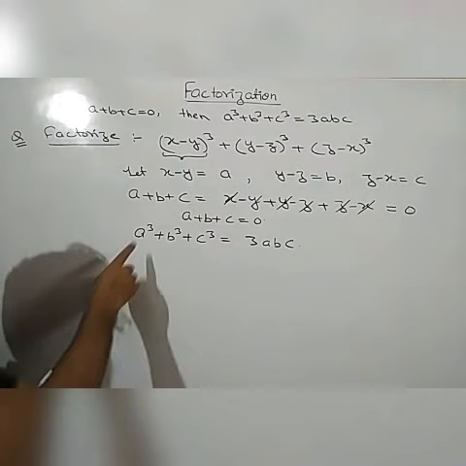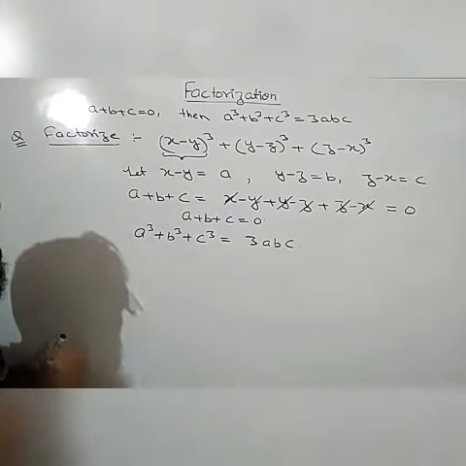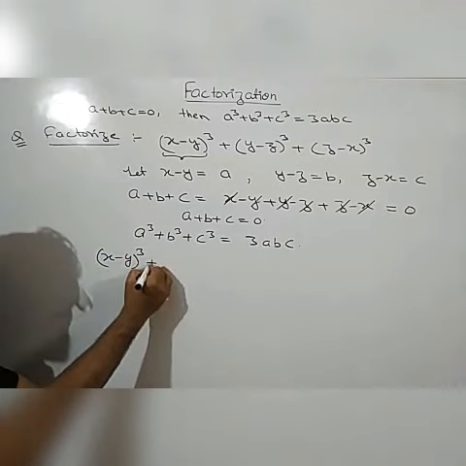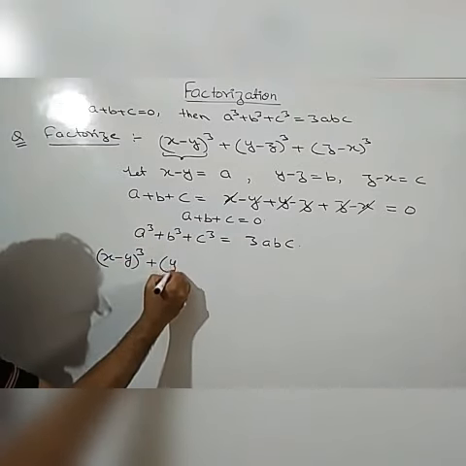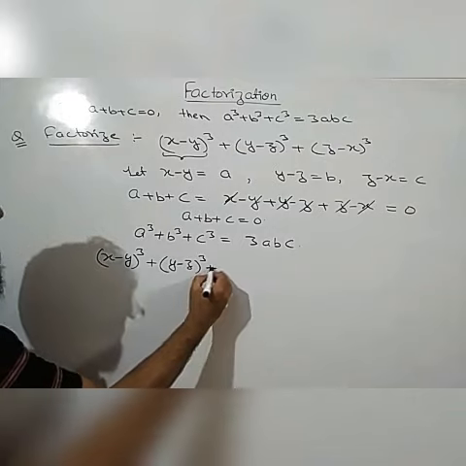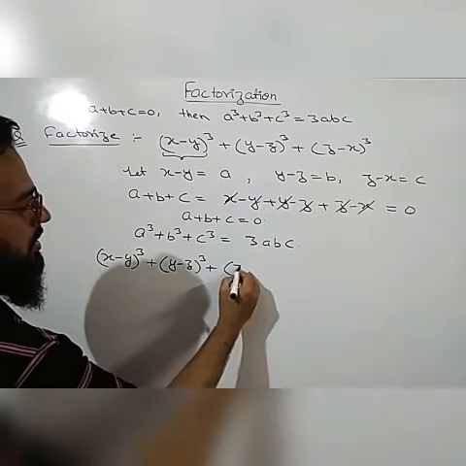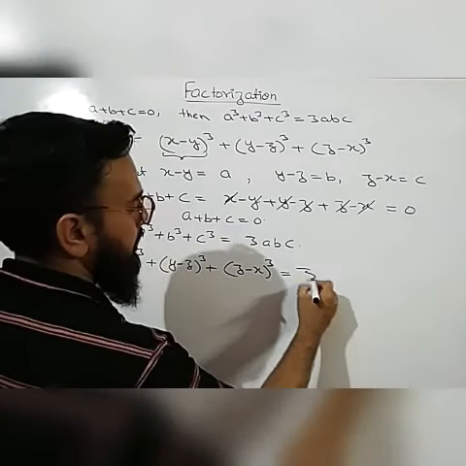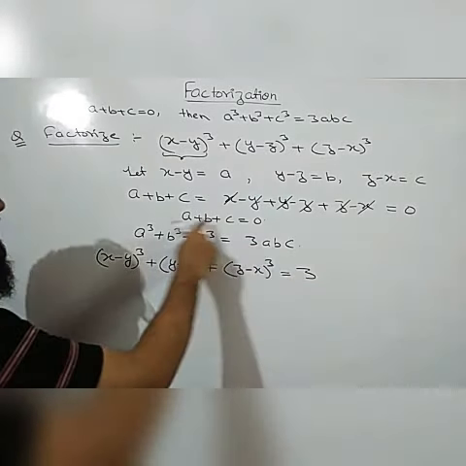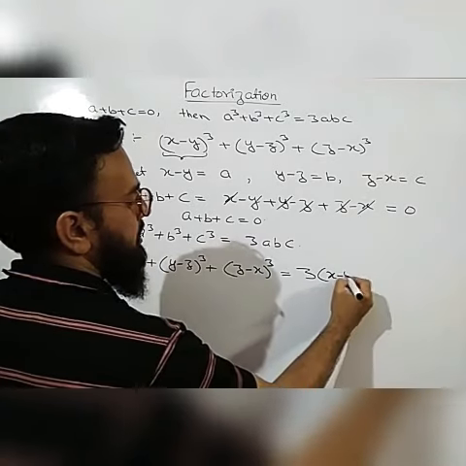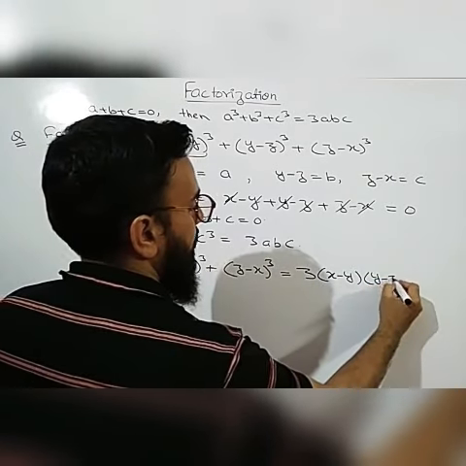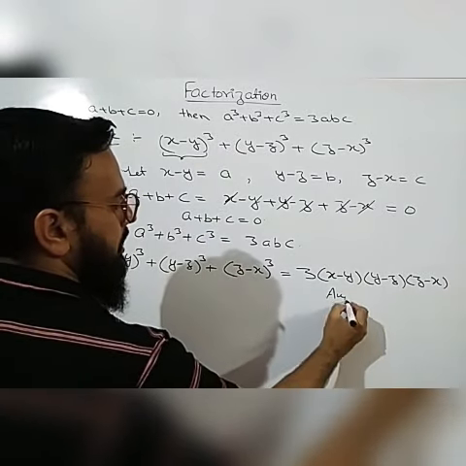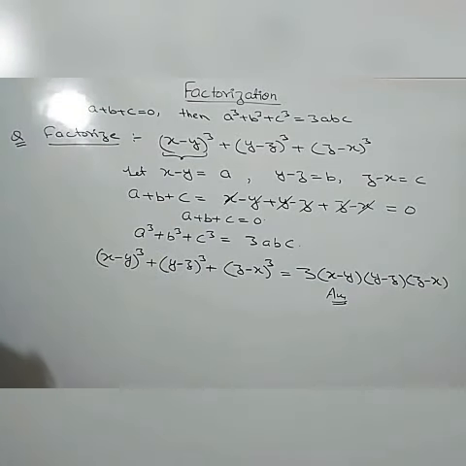And we have already taken a, which is equal to x minus y. So putting these values, we will get (x minus y) whole cube plus the value of b is (y minus z) whole cube plus the value of c is (z minus x) whole cube, then it will be equal to 3abc. The value of a is x minus y into y minus z into z minus x, and this is our answer. So it is so simple.